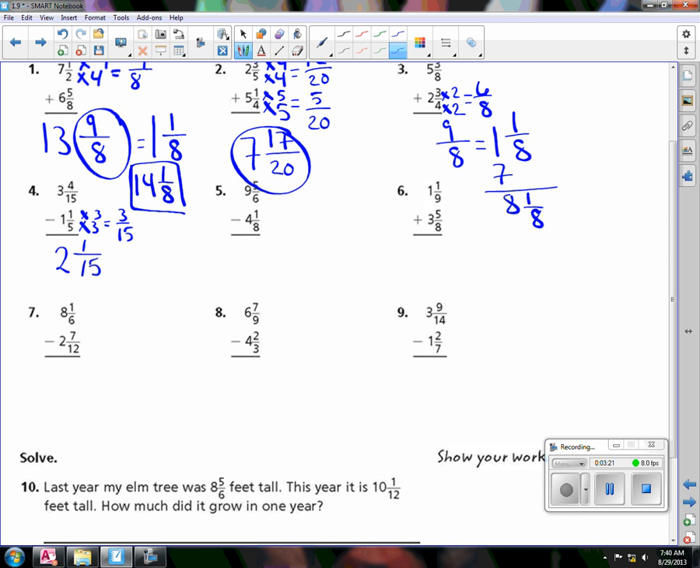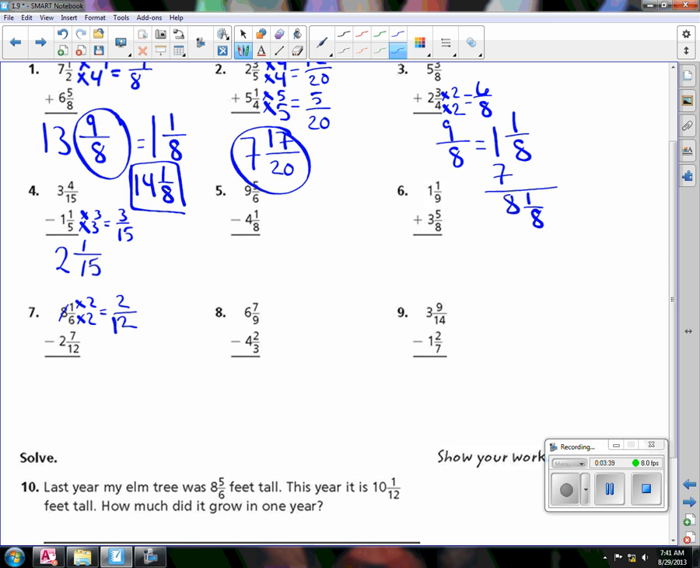Let's go on and try a couple more subtraction ones. Let's come down here to number 7 because I've got lots of space here. I look at those and I see 6 and 12 and I go 12 is my common denominator. Multiply by 2. Okay, so I get 12s. 2 times 1 is 2. 2/12 minus 7/12. I can't do it.